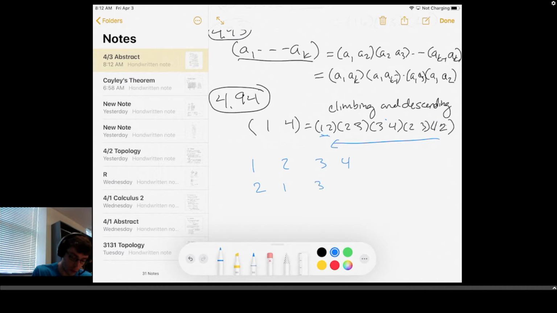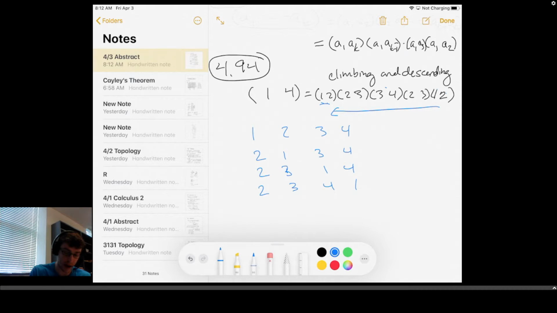So it's 2, 1, 3, 4, and then it's 2, 3, 1, 4, and then it's 2, 3, 4, 1. So we got 1 in the right place, right? So that's up to here. But then we need to switch them all back. And so we basically switch these two back first.